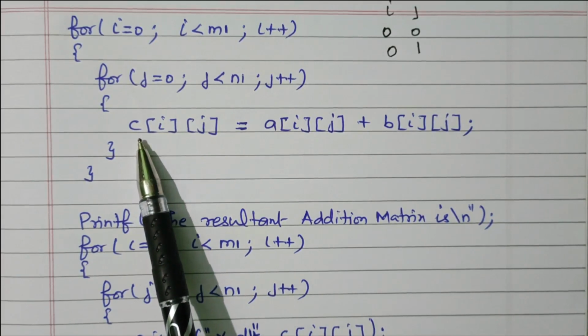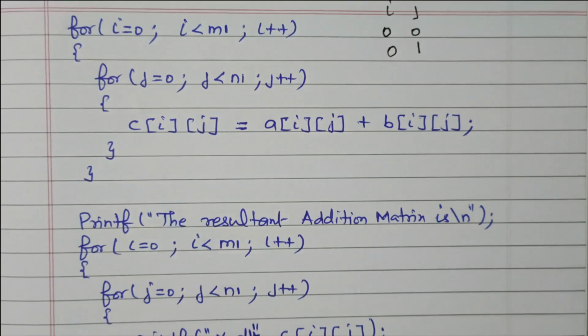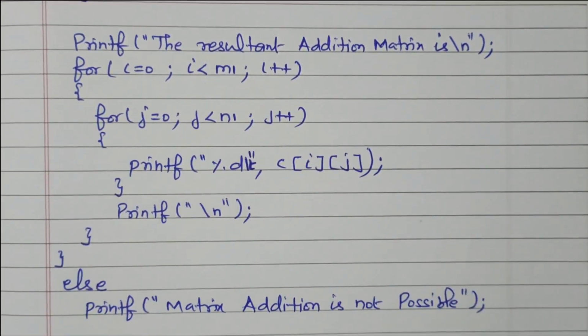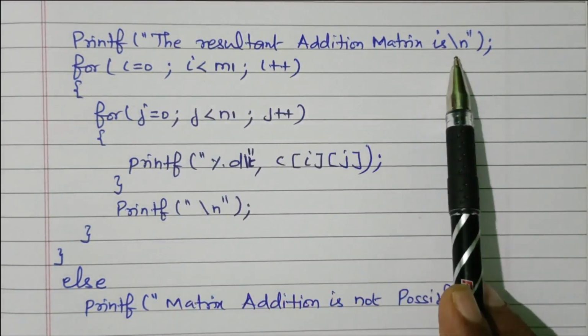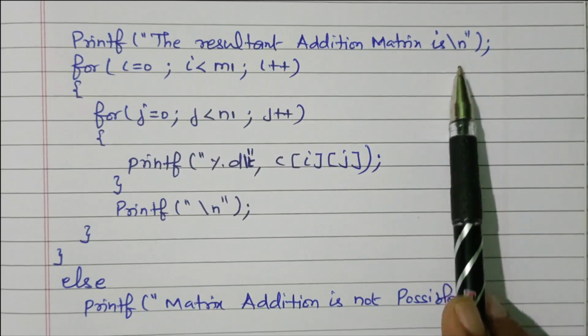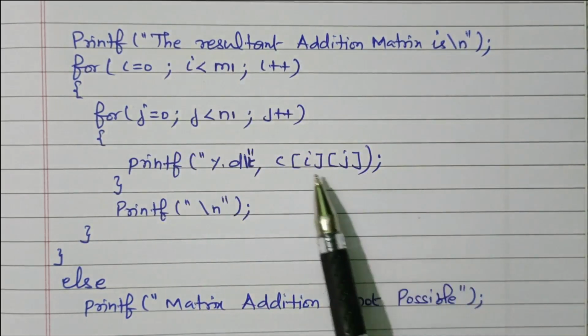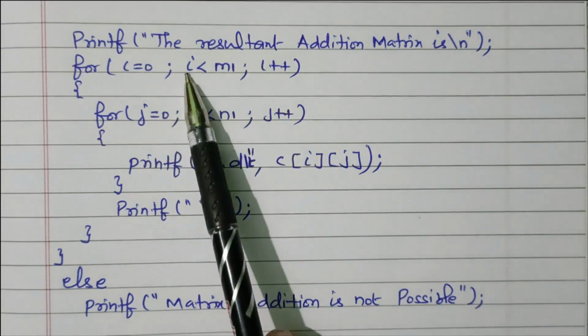Now this matrix we need to display. We need to display the resultant matrix. In order to display the answer we need another two loops. "The resultant addition matrix is", and the \n refers to going to the next line. After printing this sentence it will go to the next line. So here also we need to open two loops.